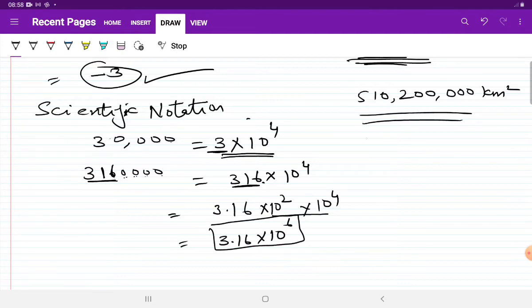Again I will count the zeros. 5, 1, 0, 2. How many zeros are coming? 1, 2, 3, 4, 5. So 10 raised to power 5. But this is again not small. I have to write it in the decimal form, so first convert it into decimal form.